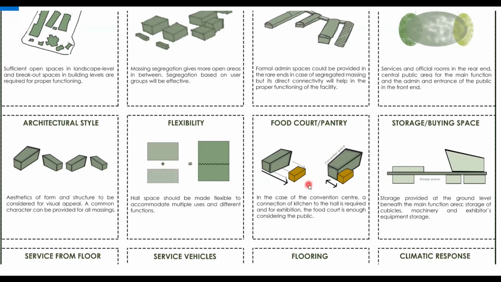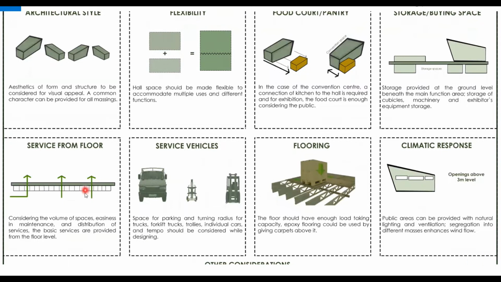And providing a food court near the convention facility will be much more effective. So in case your convention facility or banquet needs to be converted, services will become much easier. And storage space, by which I mean that prior to an event or an exhibition, cubicles or equipment, storage ചെയ്യാനുള്ള സാധനങ്ങളായിട്ട് എത്തിക്കും. So അങ്ങനത്തെ storage spaces provide ചെയ്യണം. And providing services at floor level will be much more effective considering the large volume of the spaces and the ease of maintenance and distribution of the services. ഈ സർവീസ് എല്ലാം താഴെ നിന്ന് കൊടുക്കുകയാണെങ്കിൽ അത് കൂടുതലും എഫിഷ്യന്റ് ആയിരിക്കും.